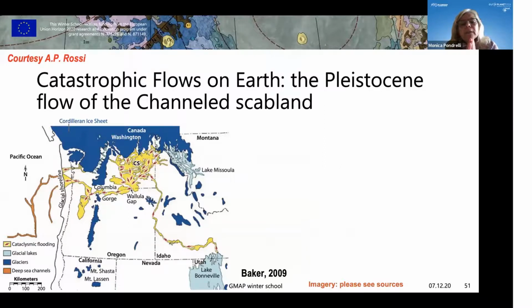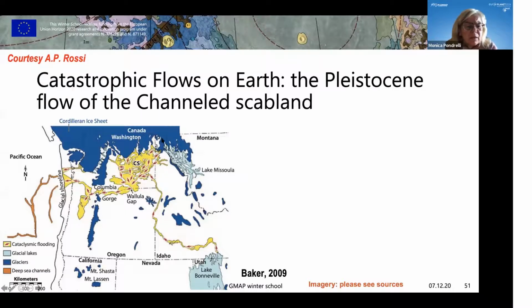First, on Earth. The example of the catastrophic flow on Earth, of course, is the Pleistocene flow of the channeled scablands, which is the one represented here in yellow. I suppose all of you have heard of it. It is very famous, formed by the advancing of the ice sheet during the Pleistocene, which blocked the drainage of this river and led to the formation of a lake.